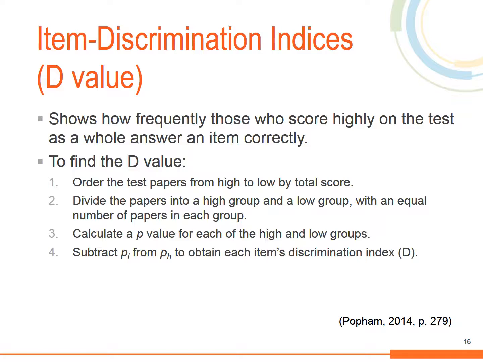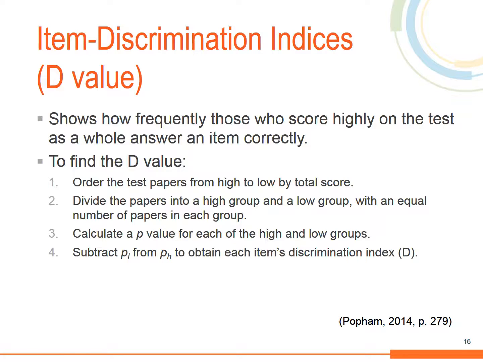If we remember from the chart that we looked at earlier, the highest score in the class was 49 out of 50, and the lowest score was 32 out of 50. The high score would be on the top of the pile, the low score on the bottom. What you then want to do is divide the papers into a high group and a low group with an equal number of papers in each group. So basically 15 in each group. If it's an odd number, you can just remove the middle one and split it up evenly down the middle at that point.